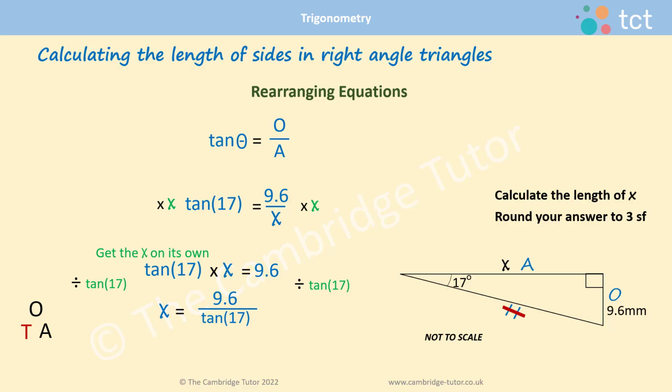Put that in your calculator, 9.6 divided by tan 17, close bracket, equals 31.4001. Again, I've asked you to round it to 3 significant figures, and if you look at your first 3 significant figures, it's 3, 1.4, and you have a 0. So your answer will just be 31.4 millimetres.